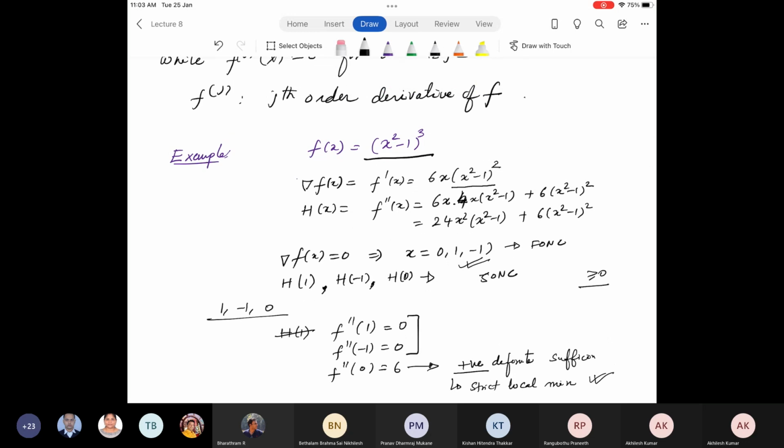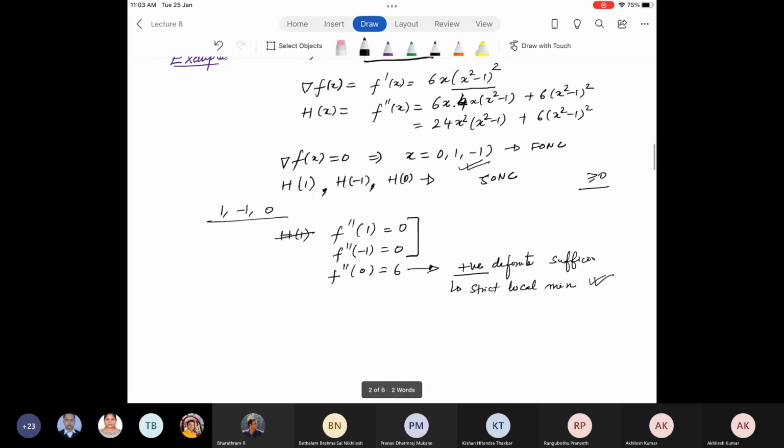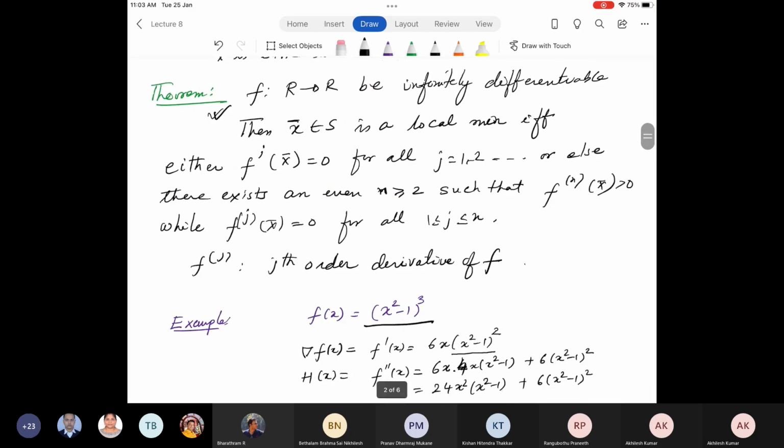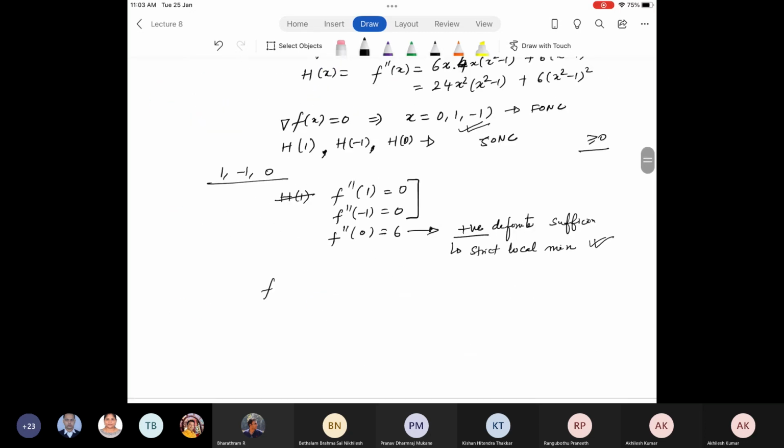Now, since I can differentiate it further, I will go for f triple dash x based on this theorem. So f triple dash x would be 24 into 2, 48x (x squared minus 1). So 48x into (x squared minus 1) plus 48x cubed plus 24x into (x squared minus 1). Just check if it is correct.